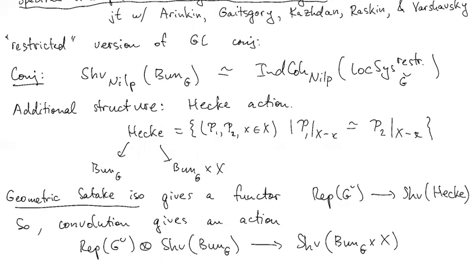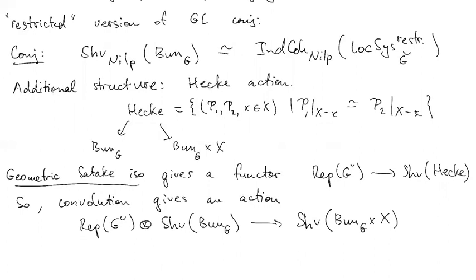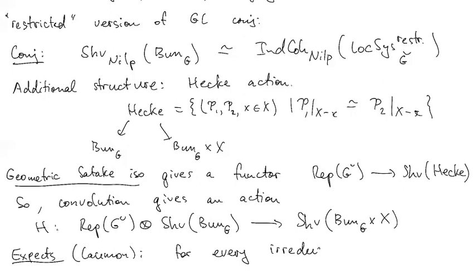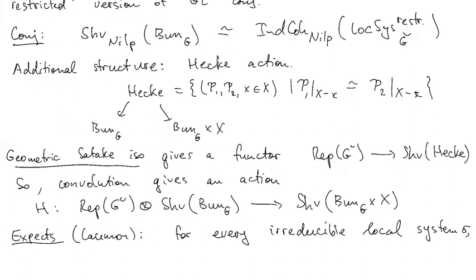Originally, as formulated by Lamont, what one expects is that for every, at least irreducible, G-check local system sigma, there is a Hecke eigensheaf, which is a sheaf on Bun G.